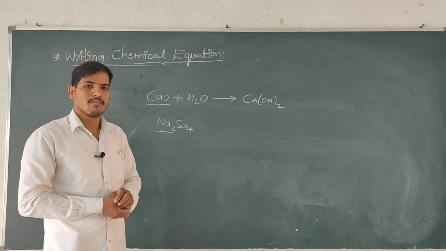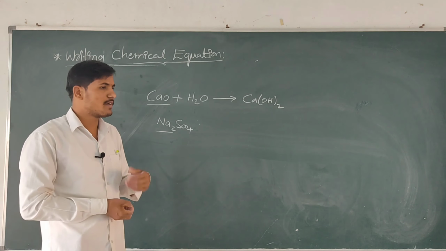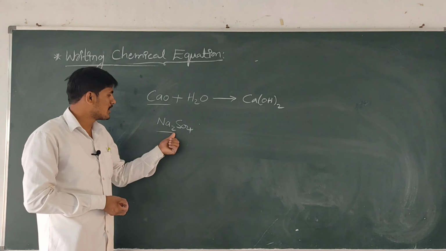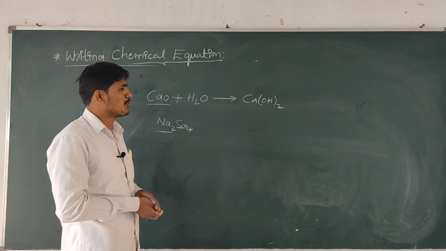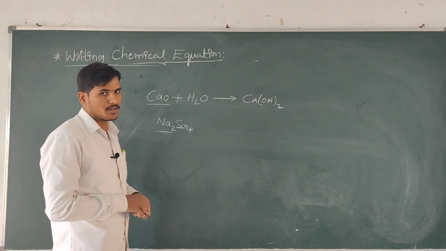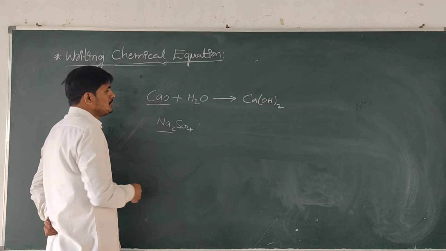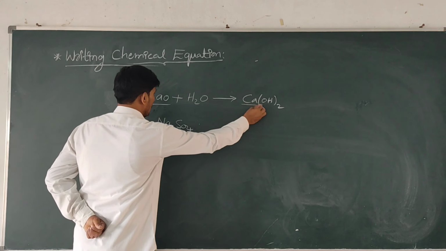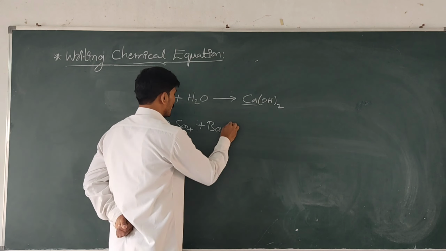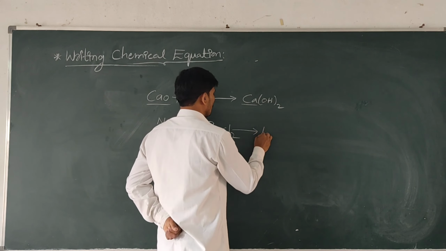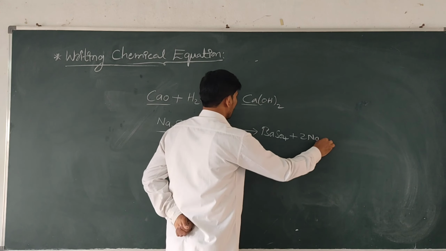When more than one formula unit is present, at that time we must write the subscript value. Here also, when there is no subscript value for the compound, it must be taken as 1. In the first one, calcium oxide is present as one formula unit, and when it is treated with a water molecule, calcium hydroxide is formed. Sodium sulfate plus barium chloride, when treated, forms barium sulfate plus 2 NaCl.